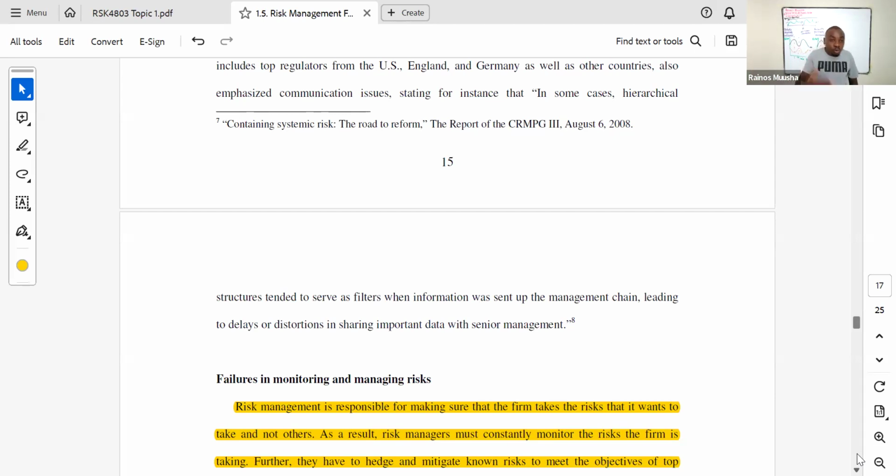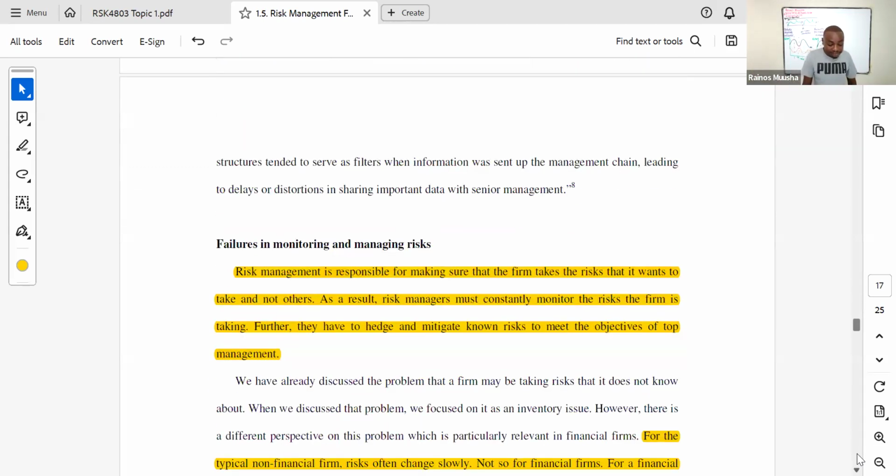So any failure to communicate the risk to the decision makers is basically a risk management failure.